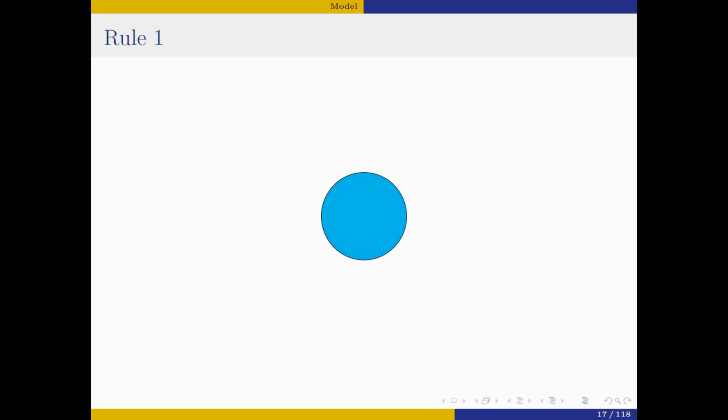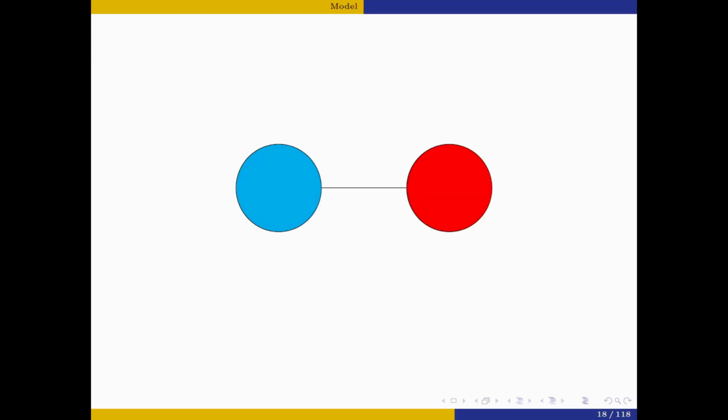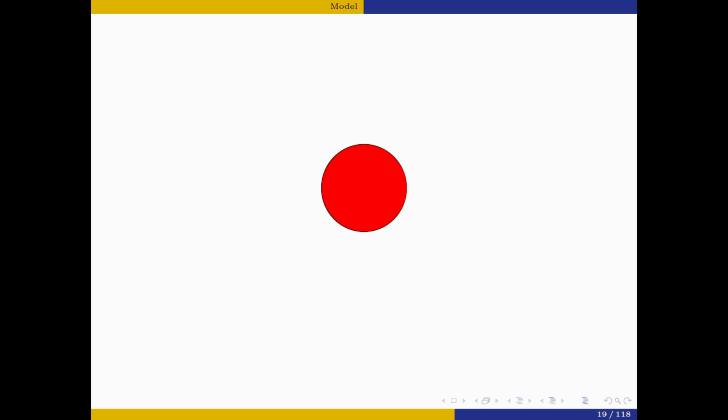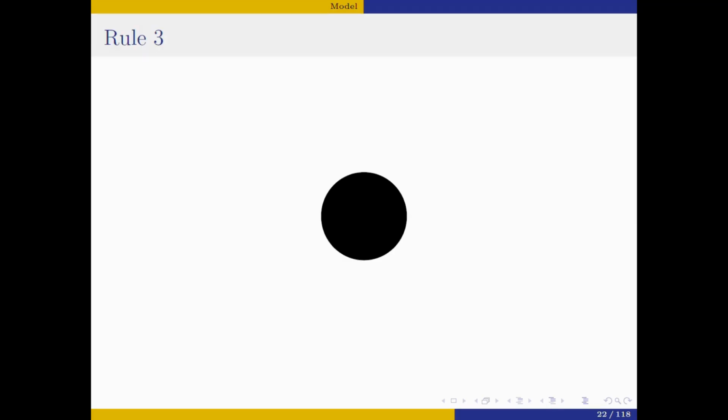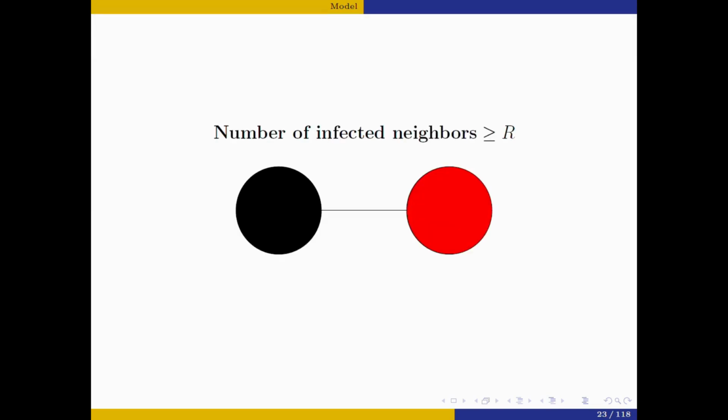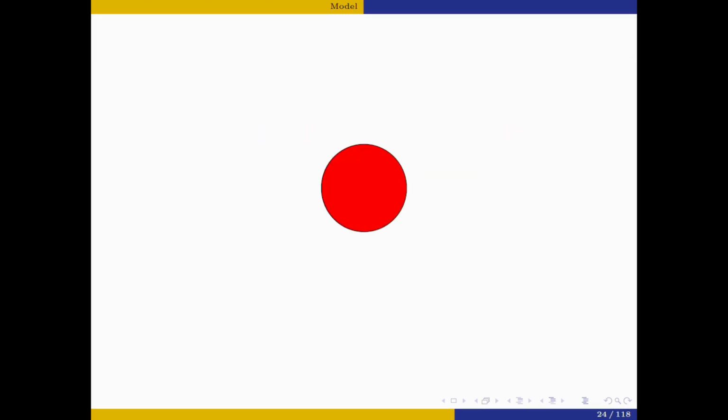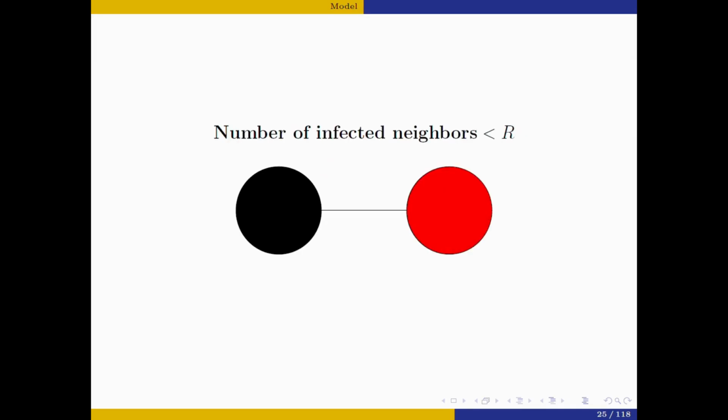The first rule says that if a healthy vertex has at least one infected neighbor, then in the next time step, this vertex will become infected. The second rule determines that if we have an infected vertex, in the next step it will be dead. The third rule says that if a dead vertex has R or more infected neighbors, in the next time step it will become infected again. Otherwise, it will become healthy.